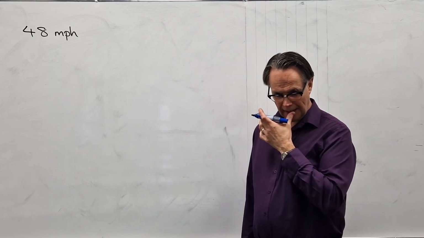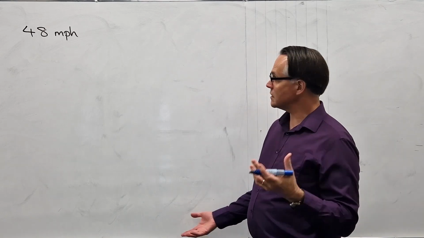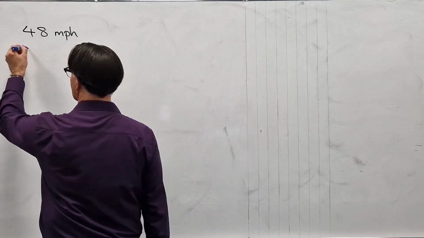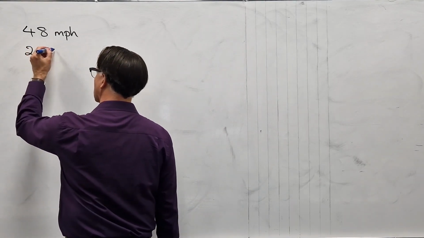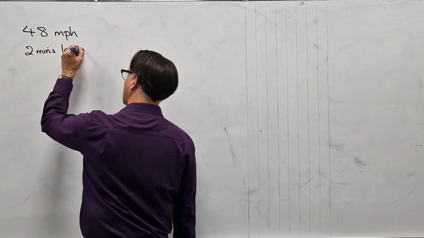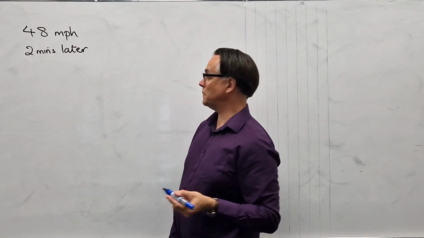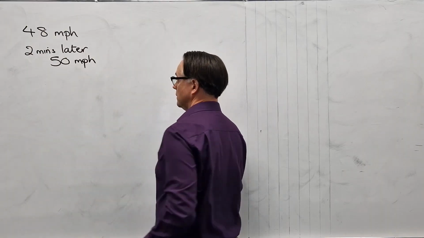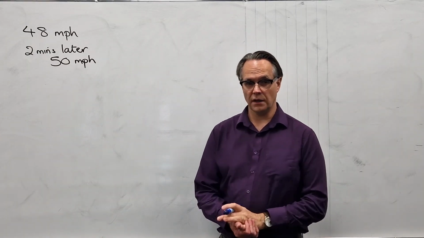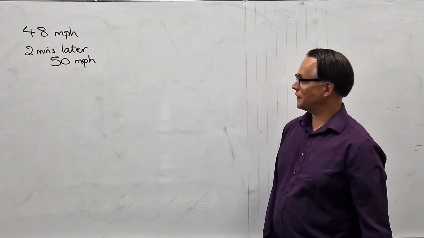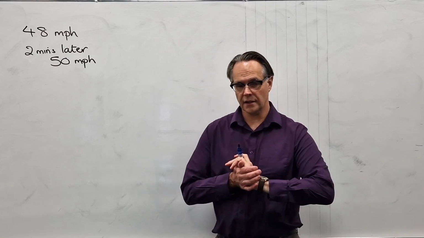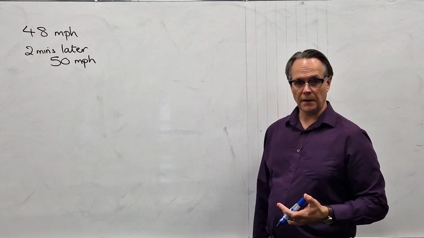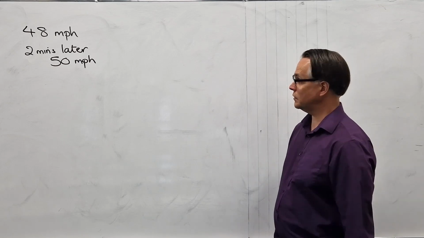And someone else leaves, me, let's say, 2 minutes later, and I drive at an average of 50 miles per hour. And the thing is that we get there at the same time. So we've both done the same journey. I left slightly later and drove slightly faster. And the question is, how far was the journey? How far did we travel?